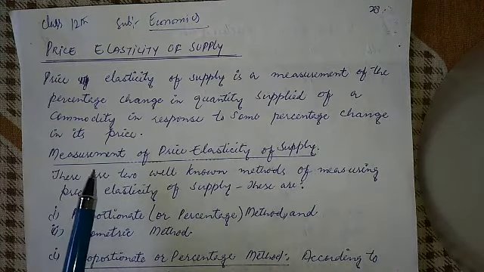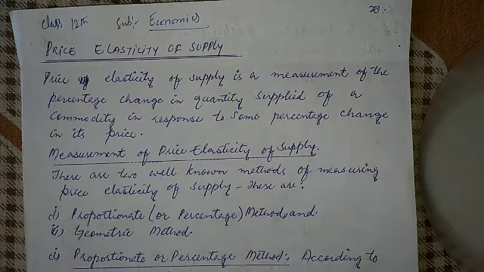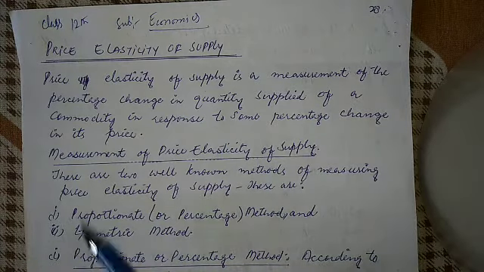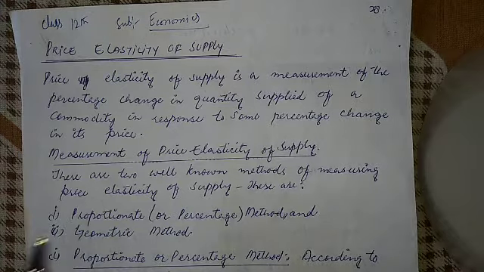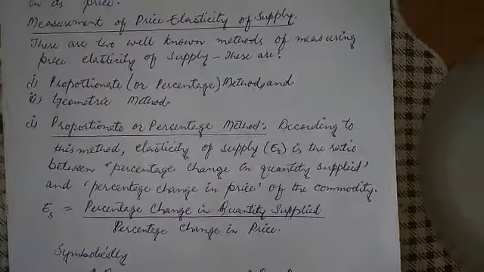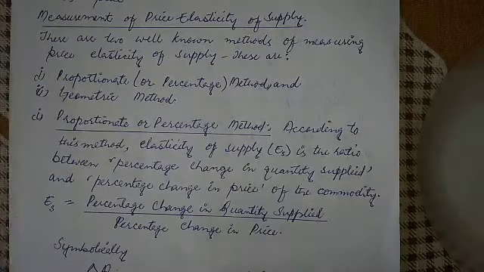Now we will discuss the measurement of price elasticity of supply. You see, there are two well-known methods of measuring price elasticity of supply, and these are the proportionate or percentage method and the geometric method. Now, what is the proportionate method? According to this method, elasticity of supply is the ratio between the percentage change in quantity supplied and the percentage change in the price of the commodity.